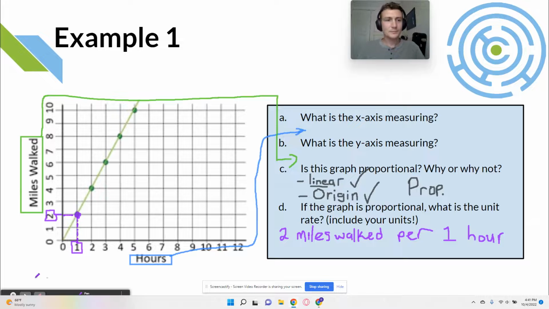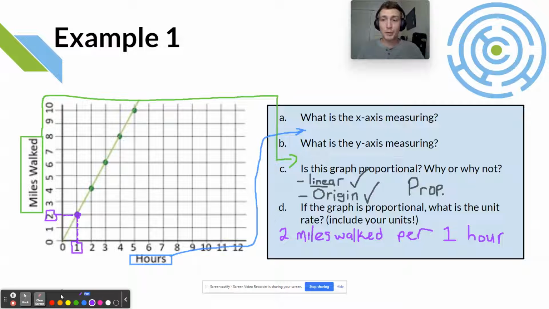Great. All right, 2 miles walked per hour. Thumbs up. We got it. And the same thing, you could also just write 2 miles per hour. Get rid of the 1. That's actually better, 2 miles per hour. So go ahead and put that in your Edpuzzle right now.